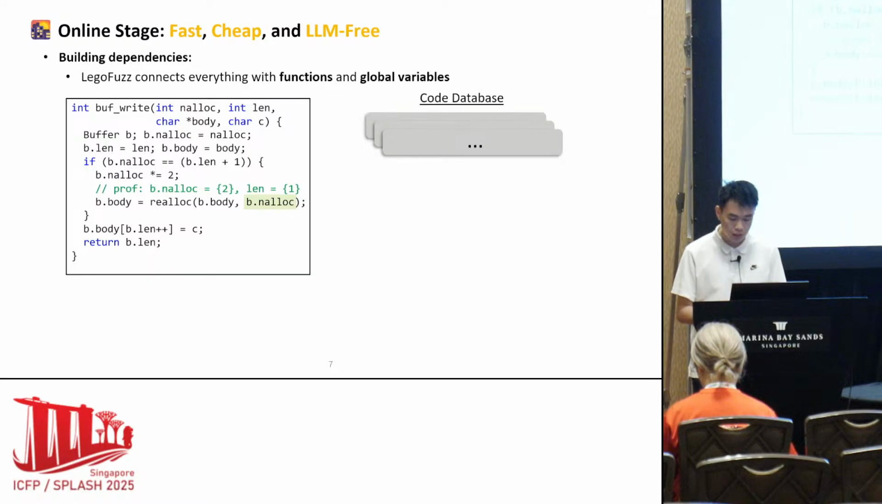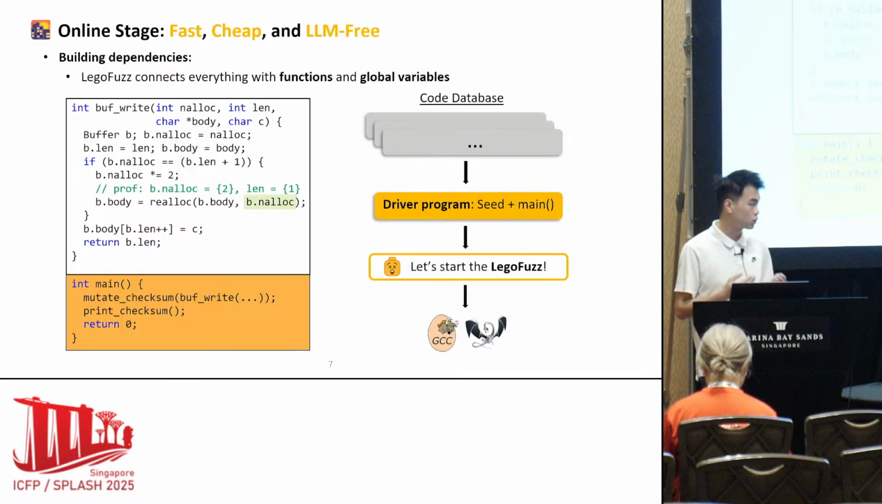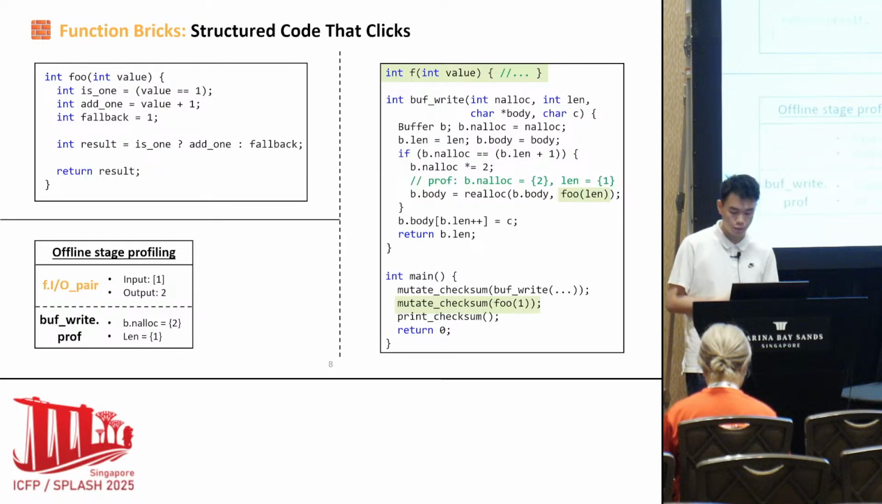Now let's move to the online stage, which focuses on building dependencies to increase the complexity. LegoFast reuses the validated functions from the database, and first it generates a driver program, a seed with the main function here. It calculates and produces a checksum for later differential testing. Then it builds dependencies among them through function calls and global variables. Once the driver functions and dependencies are ready, we can directly start fuzzing compilers like GCC and LLVM, without any LLM involvement. Here's how LegoFast performs iterative synthesis using what we call function breaks.